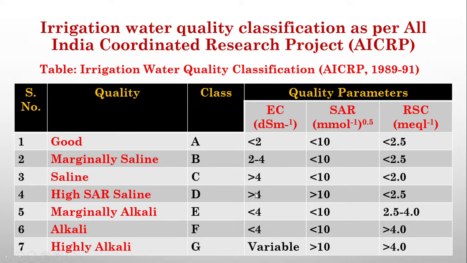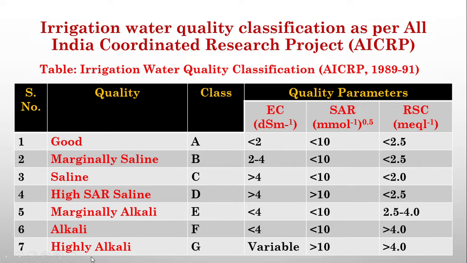So it has a greater EC, greater than 4 EC, greater than 10 SAR and less than 2.5 RSC. Marginally alkali soil contains less than 4 EC, less than 10 SAR and 2.5 to 4 RSC. Alkali soil contains a higher amount of alkali or sodium. So we can say that it contains greater than 4 residual sodium carbonate, and all the other things are lesser.